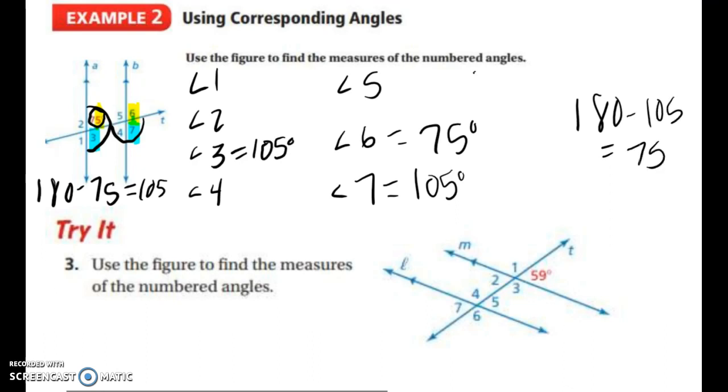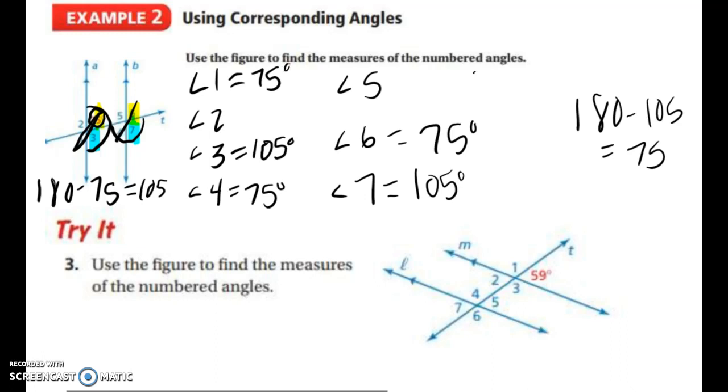So that means that angle 4 equals 75 degrees, which actually makes sense because we know that vertical angles are two angles that are across from each other, and vertical angles are equal. And so if vertical angles are equal, then if that's 75, then 1 would also be 75 because it's vertical from our given angle.